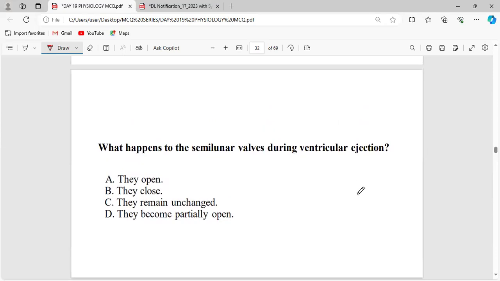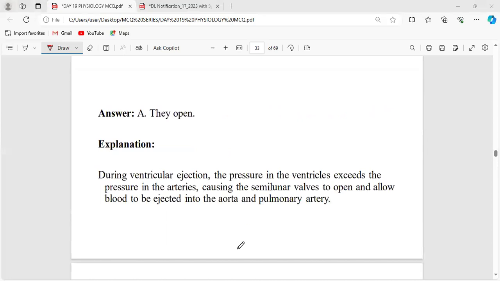What happens to the semilunar valves during the ventricular ejection? The function of valves is to prevent the backflow of blood. Whether they will be closed or open, obviously that will be open.